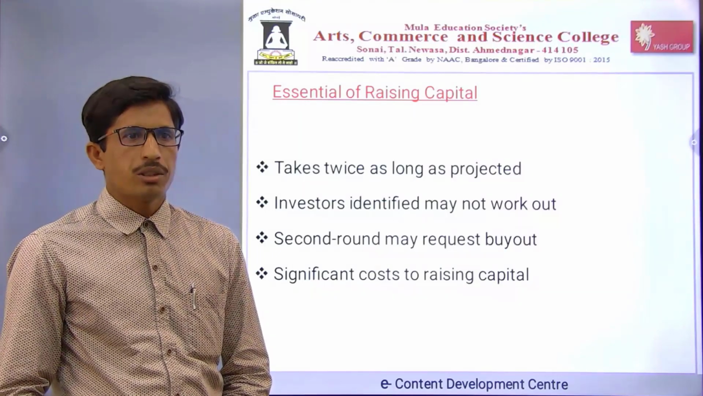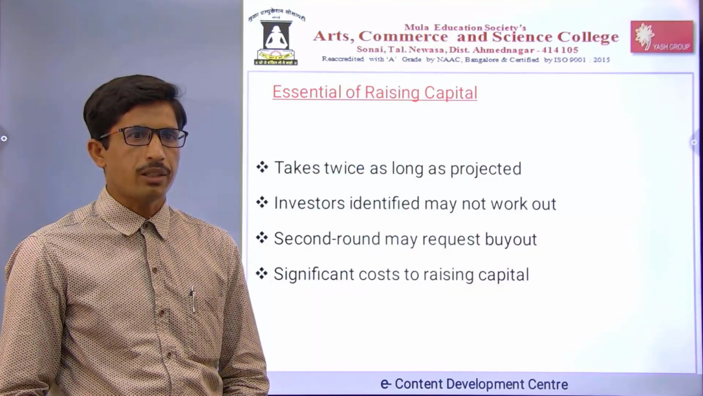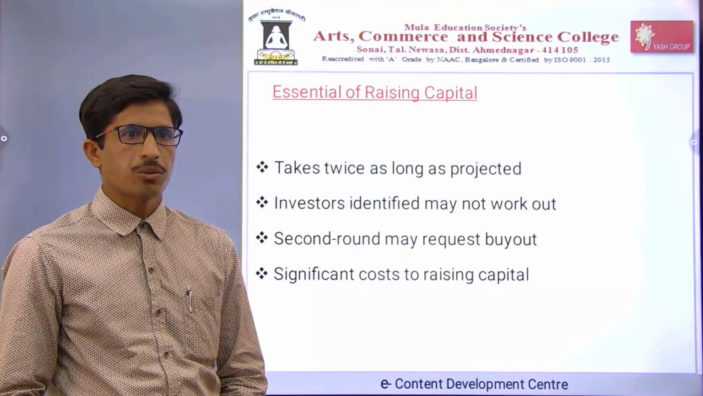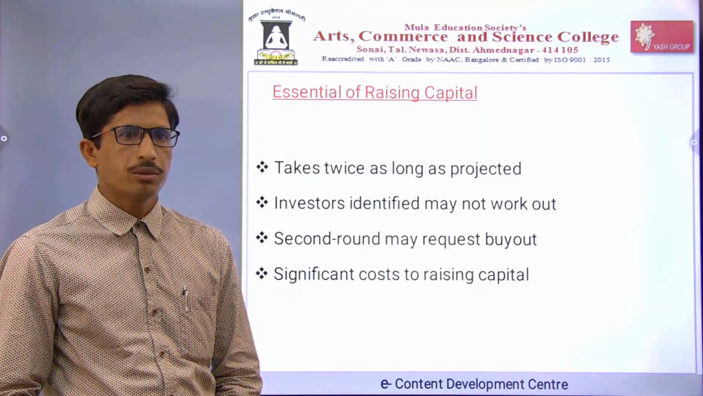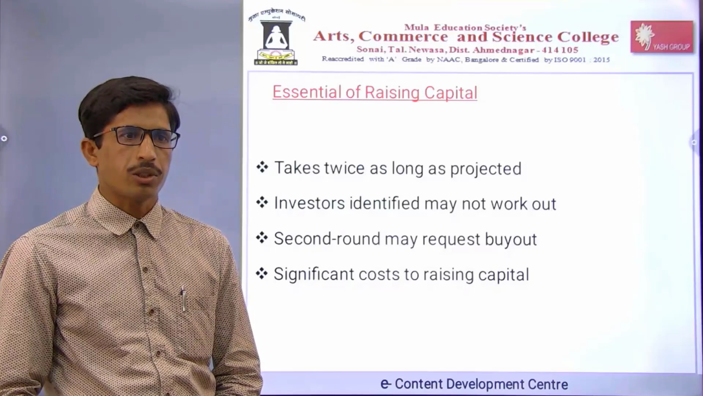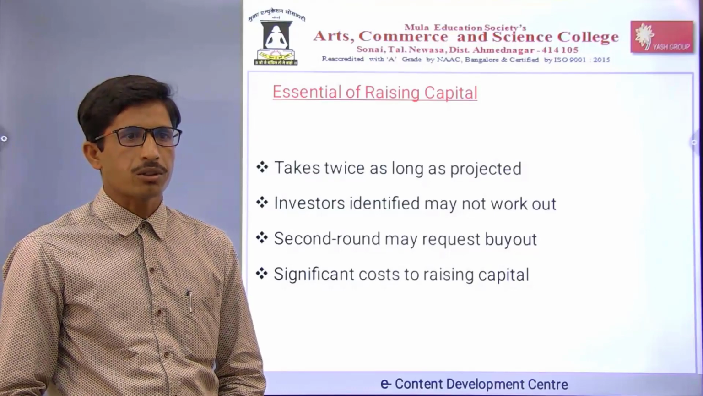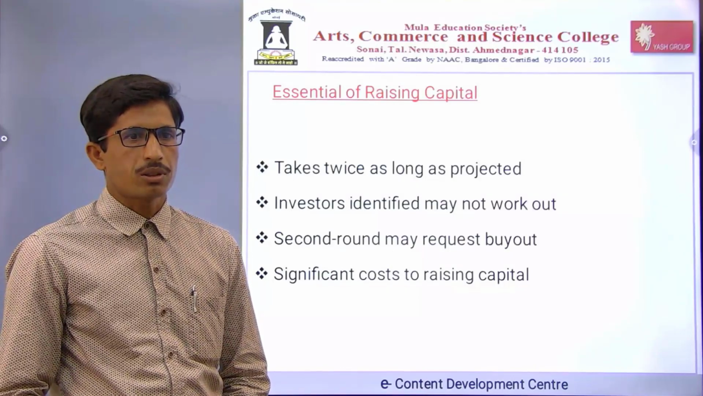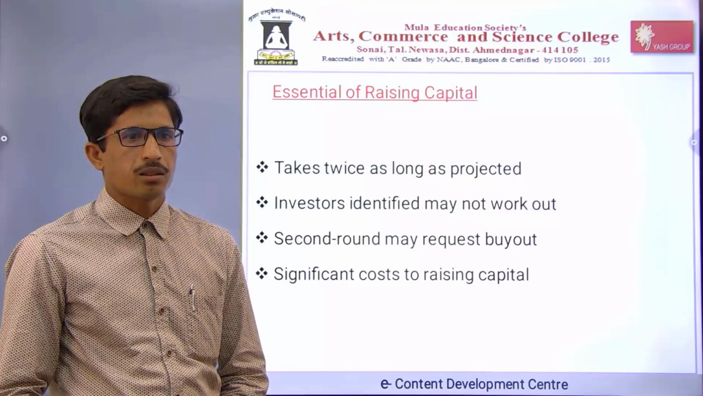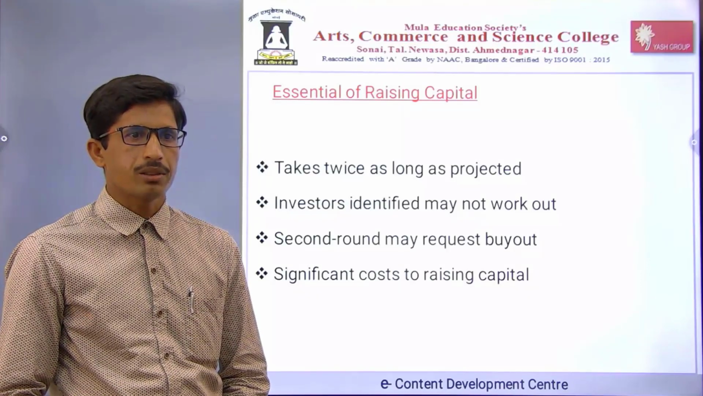Second, the investor identified may not work out. Investors who are not yet properly identified are not yet working out. Third point is that the second round may request buyouts. The last point is the significant cost of raising capital. There is a significant cost which arises for raising capital, which includes IPOs, banking, and other expenditure.